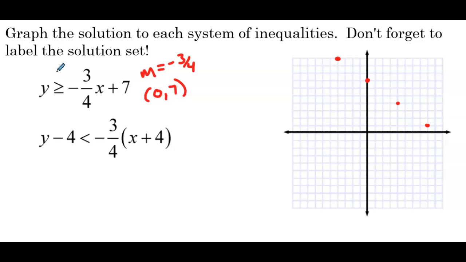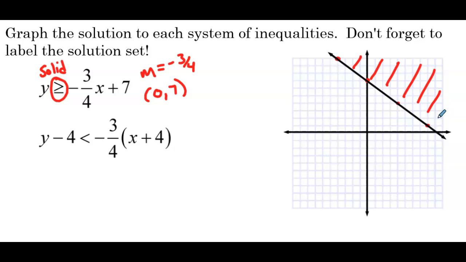Now, do we connect that with a solid or a dashed line? We look at our inequality sign. Greater than or equal to, we have equality, so we have a solid line connecting our points. And we are looking for where y is greater than or equal to negative 3/4 x plus 7. So that's going to be any point above the line. You can check that with a test point. So y is greater than or equal to negative 3/4 x plus 7.